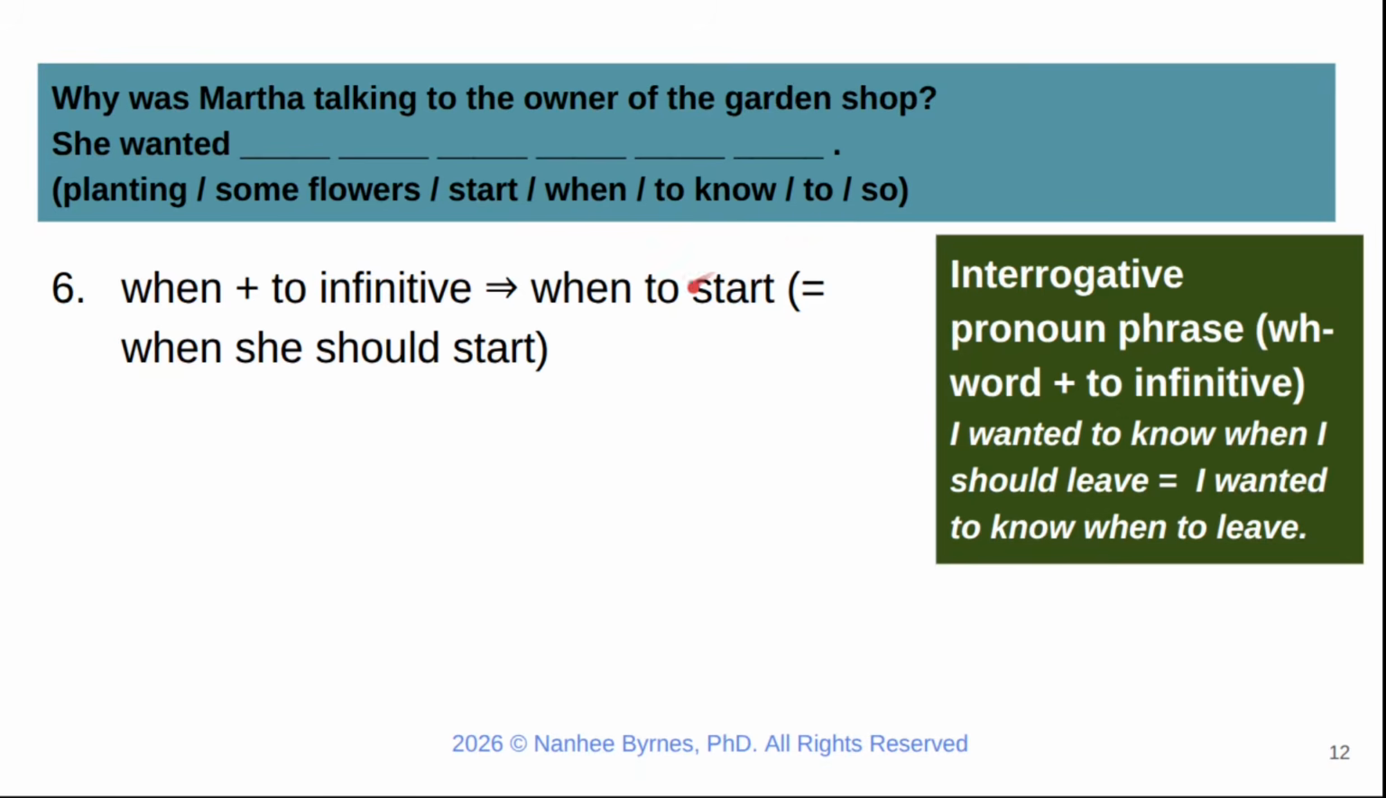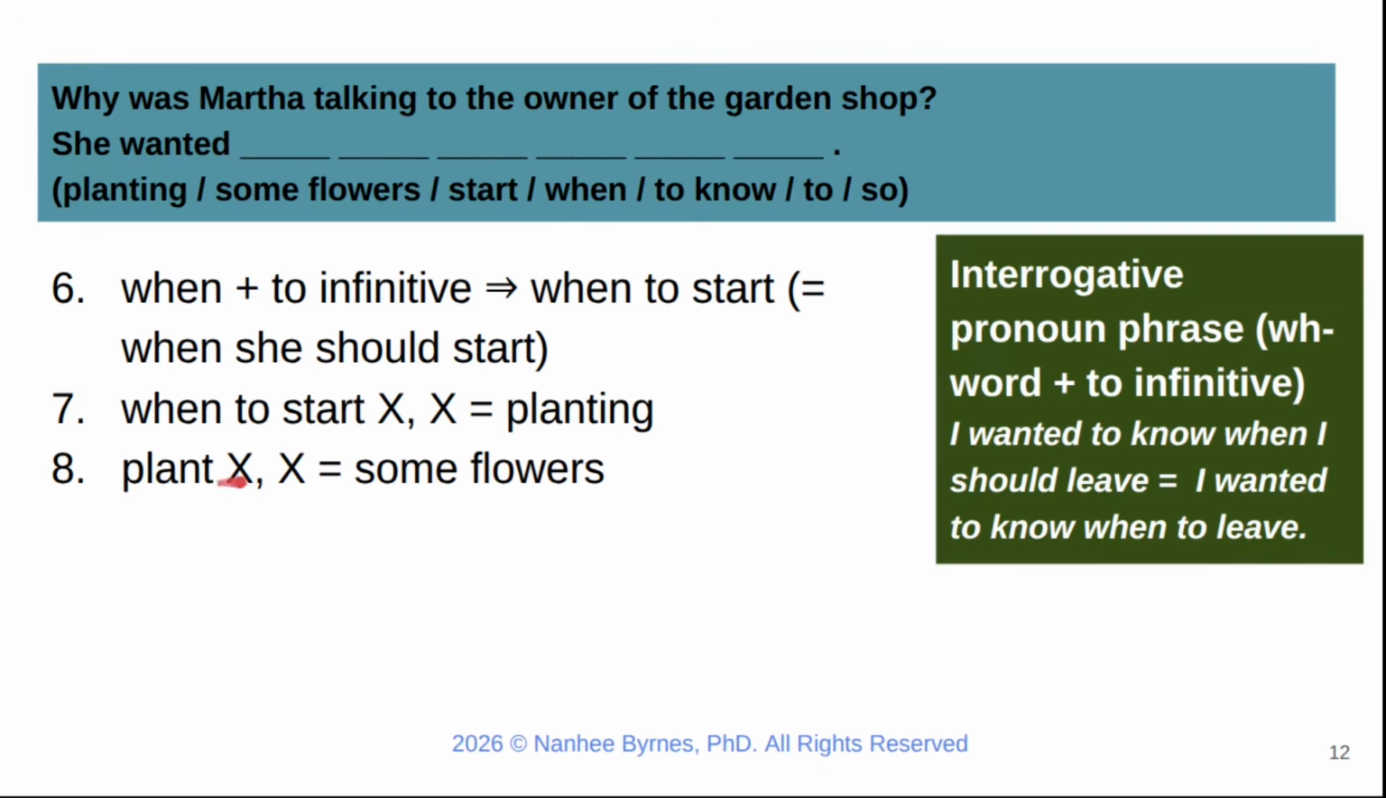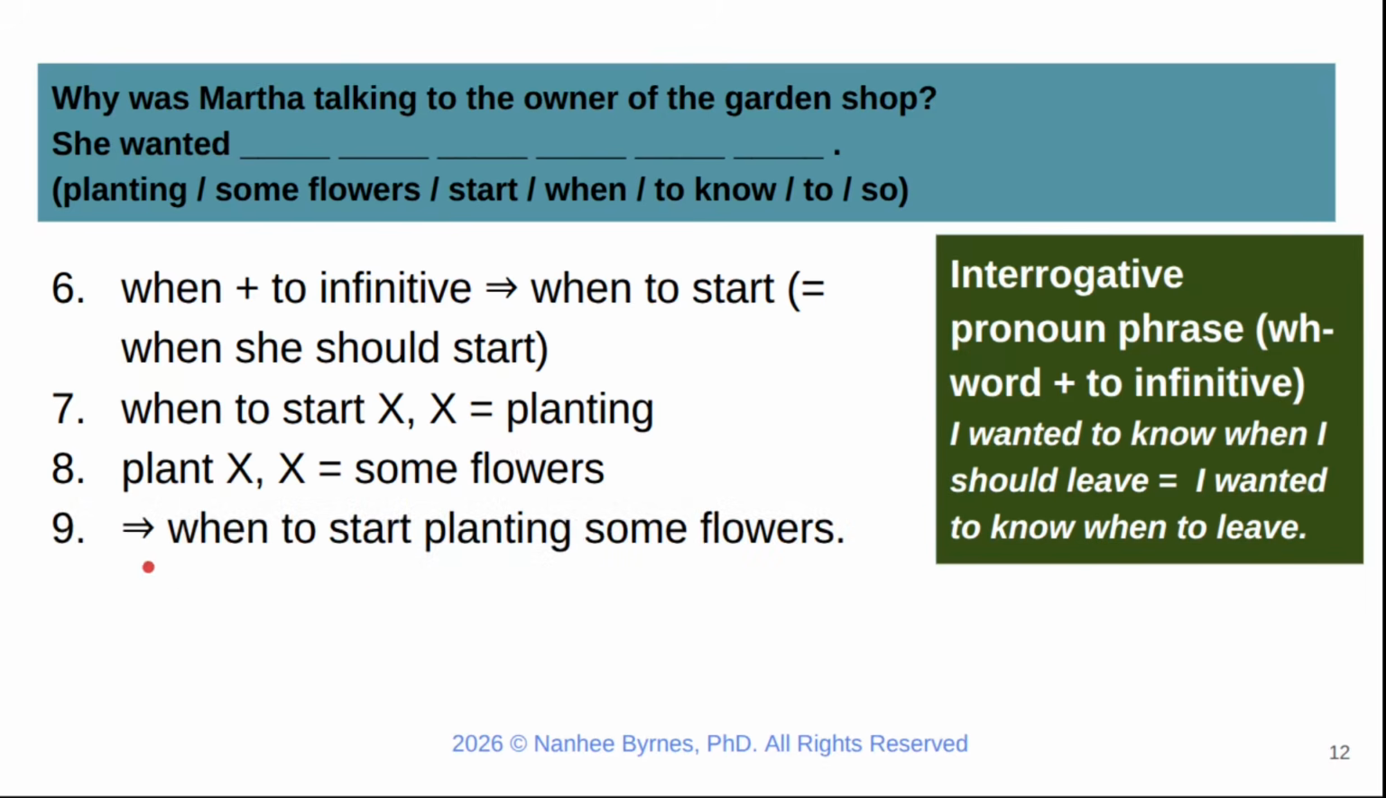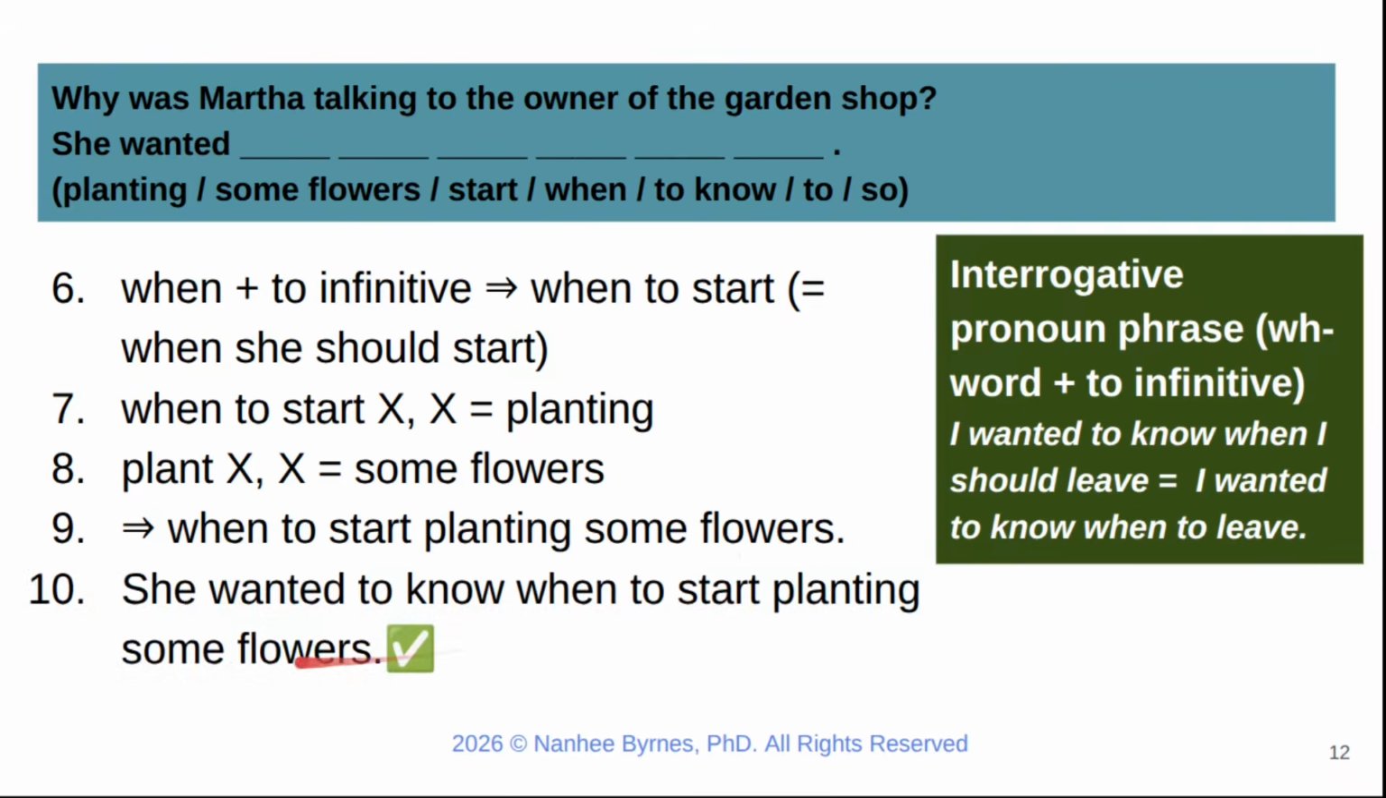Now we're on the right track. When to start? Start what? The verb start needs a gerund as its object, so we have start planting. The gerund planting itself requires an object, in this case, some flowers, the only noun remaining. So the full phrase is when to start planting some flowers. Finally, combining everything, right sentence: She wanted to know when to start planting some flowers.